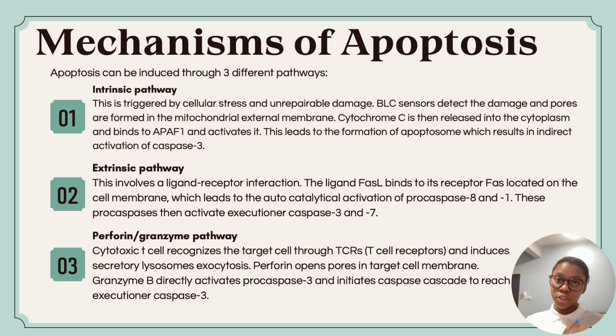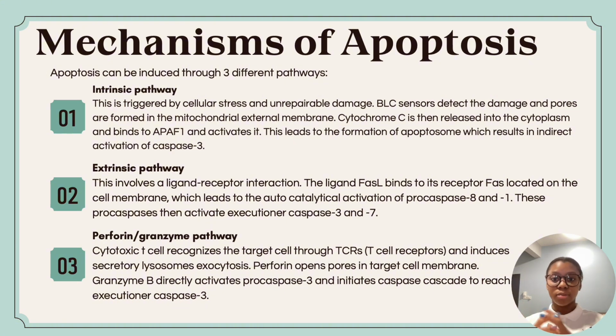The first one being the intrinsic pathway, which occurs when the cell is under stress or has unrepairable damage. In this, BCL sensors detect this damage and signal to BAK and BAX proteins to form pores in the mitochondrial outer membrane. This process is called mitochondrial outer membrane permeabilization. Then, cytochrome C is released into the cell's cytoplasm and binds to APAF, which leads to apoptosome formation and activation of caspase 3.